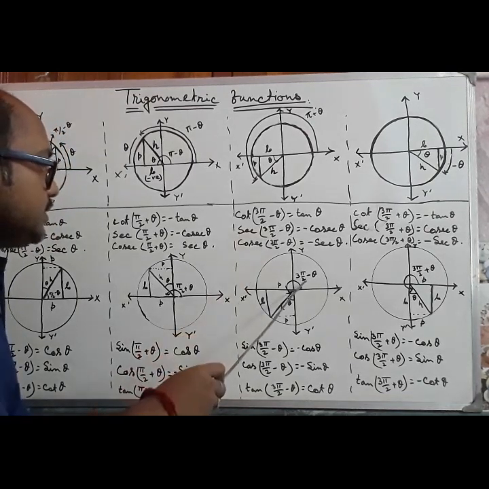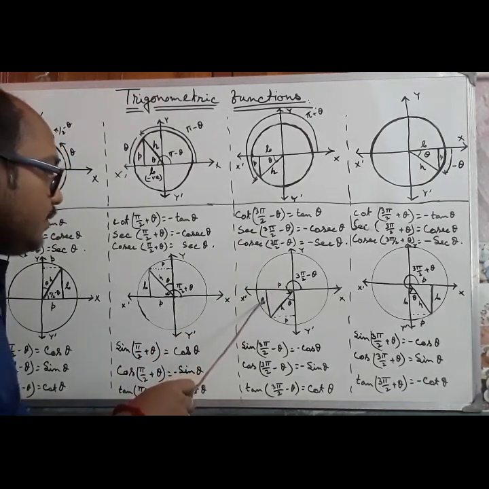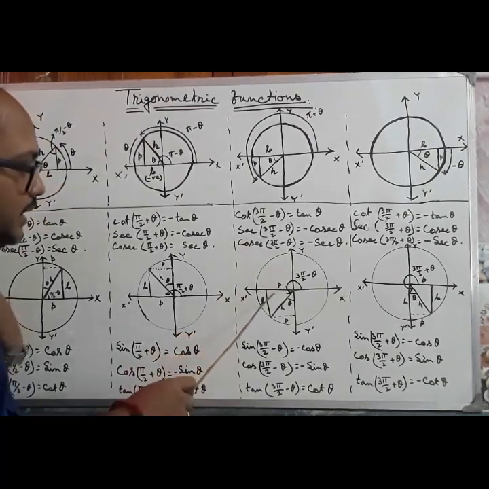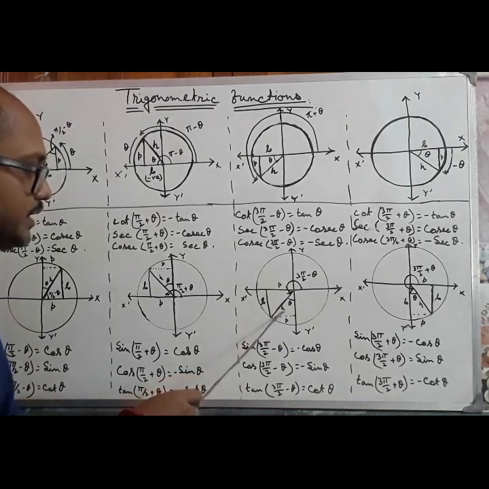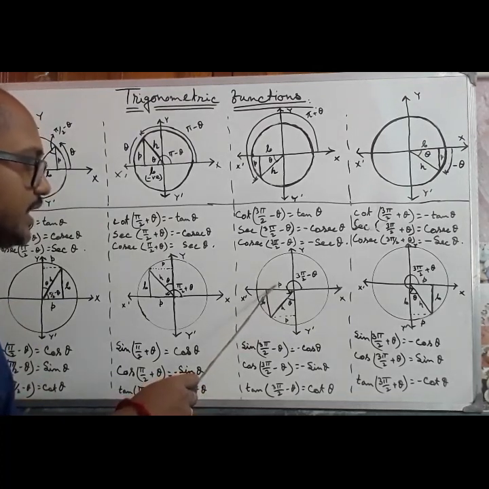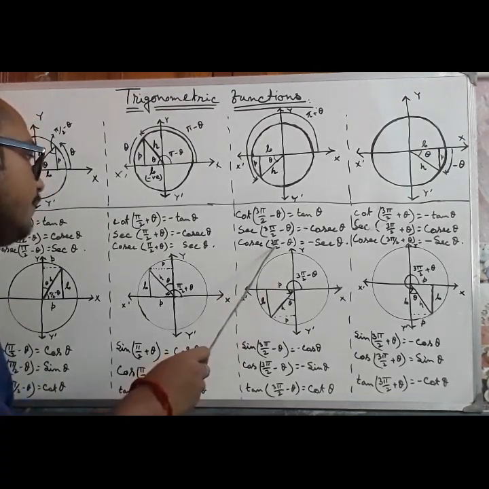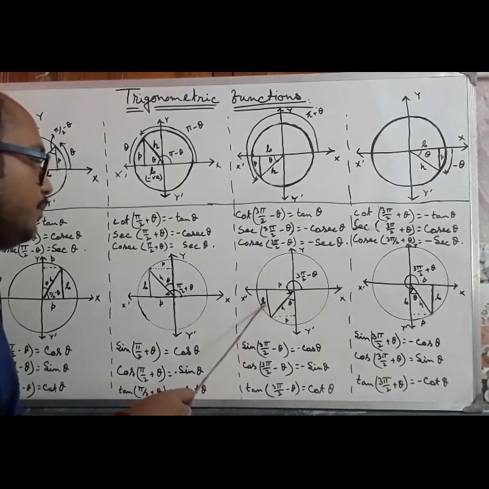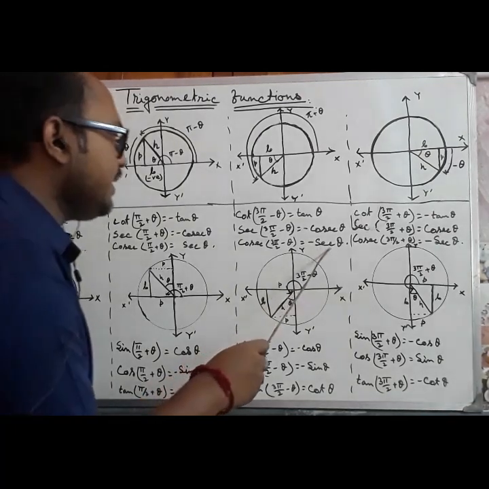Cot of 3 pi by 2 minus theta, that is base by perpendicular, that is b by p, that is tan theta. Sec of 3 pi by 2 minus theta, similarly hypotenuse by base, that is h by b, p is negative here, so minus cosec theta. And cosec of 3 pi by 2 minus theta, that is hypotenuse by perpendicular, that is h by p, b is negative, so minus sec theta.